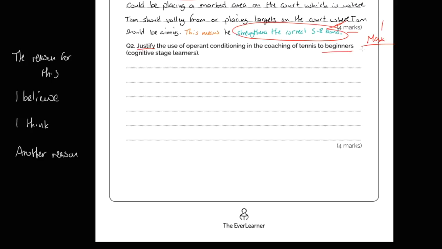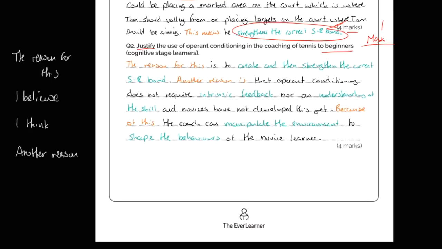Let's see what we've got here. I'll just pause for a second as I put the answer in. So I'm assuming you've read that if you're just following live. So the reason for this, so I'm in my justify model. The reason for this, just the orange doesn't have significance other than it's the language of the key skill. The reason for this is to create and strengthen the correct SR bond. So create and strengthen the correct SR bond.